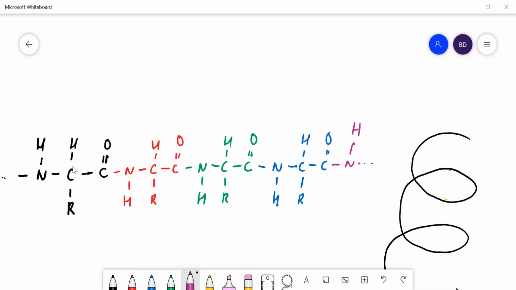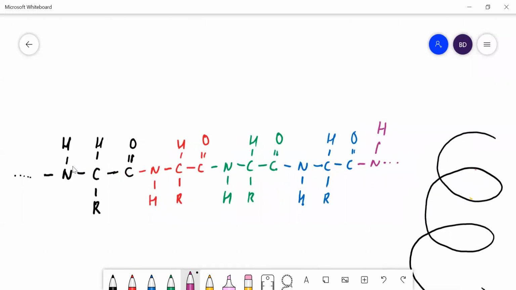Okay, so here we've got a section of a protein or a peptide, and you can see I've drawn 4 amino acids there in different colors. And so you can see that there's the peptide link in each case here and there's another one there. So a peptide link, of course, is a special kind of amide link, which is only found between naturally occurring amino acids.